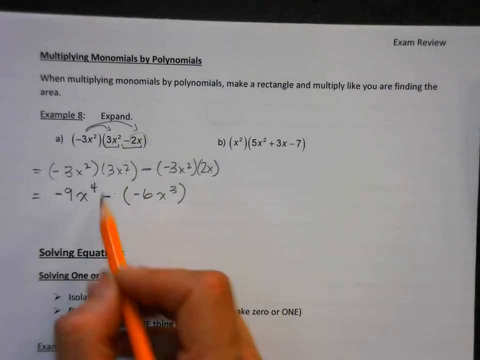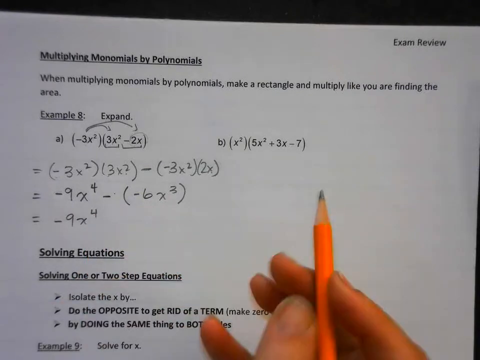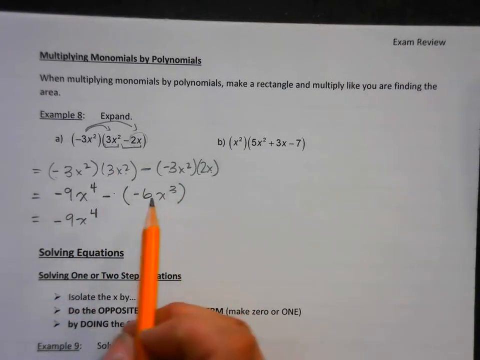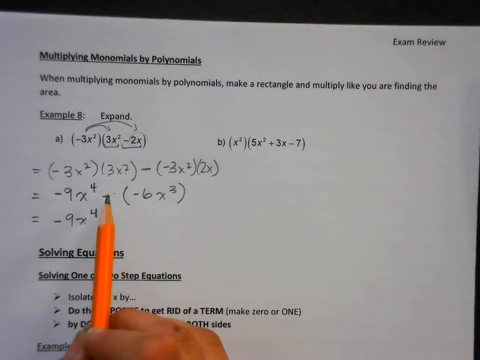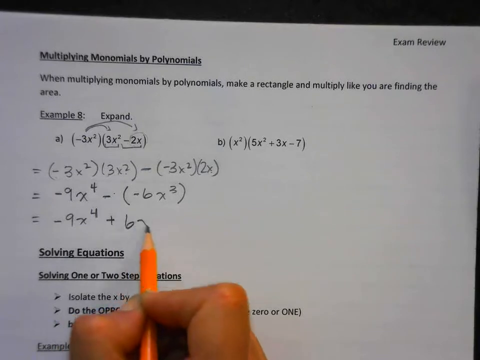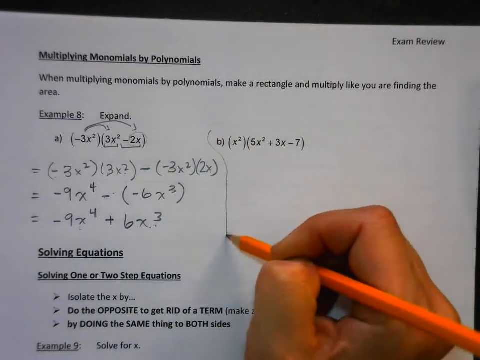And this is not good form to leave it in this. This is not simplified. This first term is done, though. So I'm just going to rewrite it. Make sure you rewrite everything down that you didn't use or you don't change. And a negative becomes a positive, and I'm left with 6x cubed. And that's done because I cannot add these terms because they are not like terms.